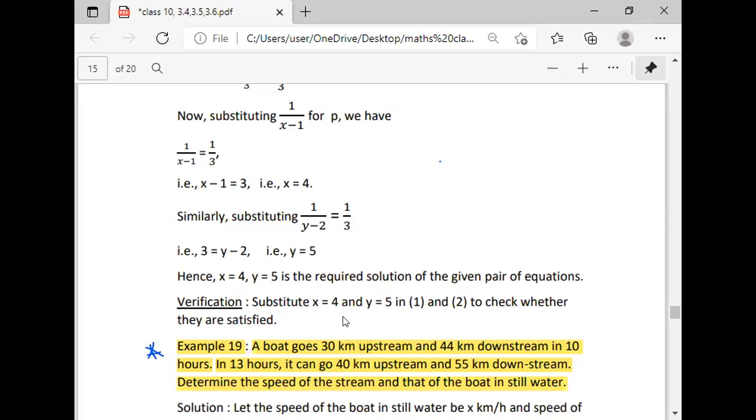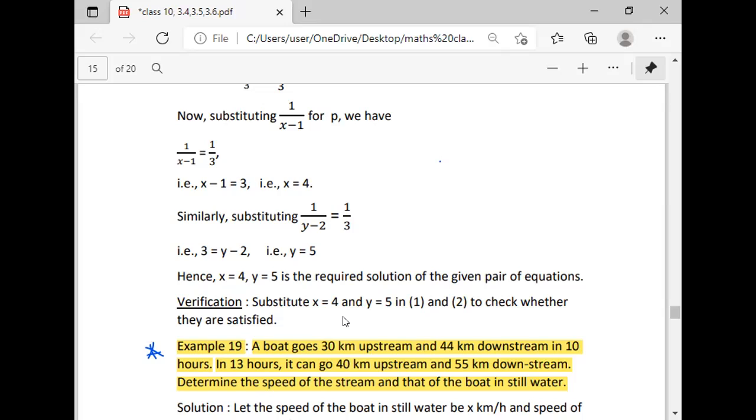Sir, upstream is the moving of a boat in the same direction of the water. Is it correct? Sorry, the opposite direction, sir. Yes. Upstream means the boat goes against the water. That's why we are saying it upstream. It is against the flow, it is moving up.